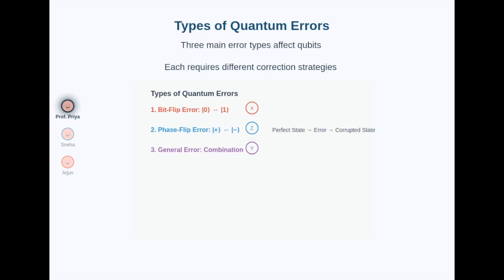There are three main types of quantum errors. Bit flip errors change 0 to 1 or vice versa. Phase flip errors change the quantum phase. And general errors are combinations of both.